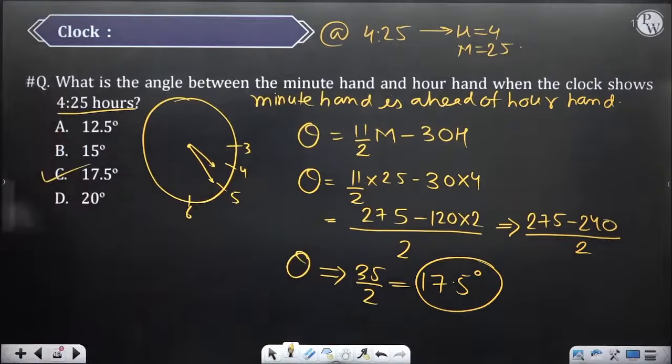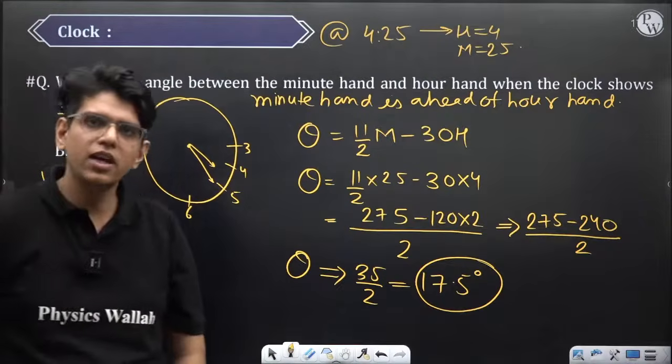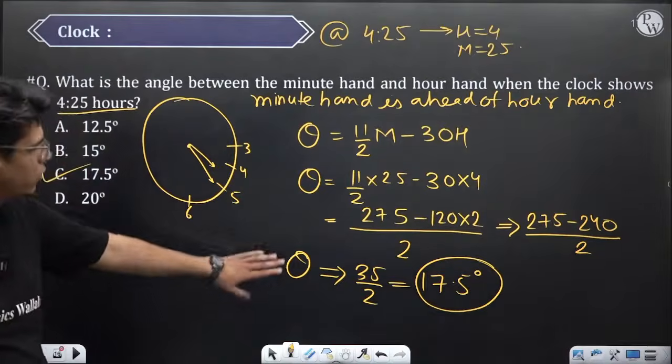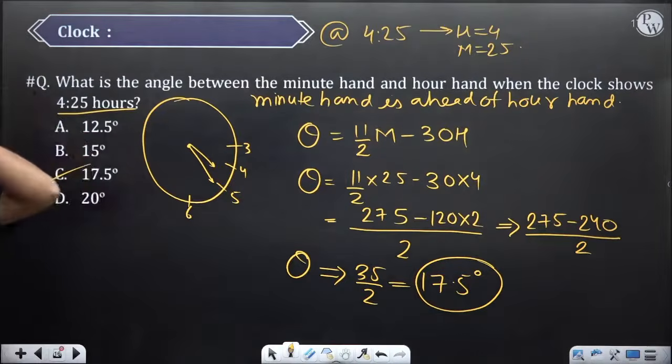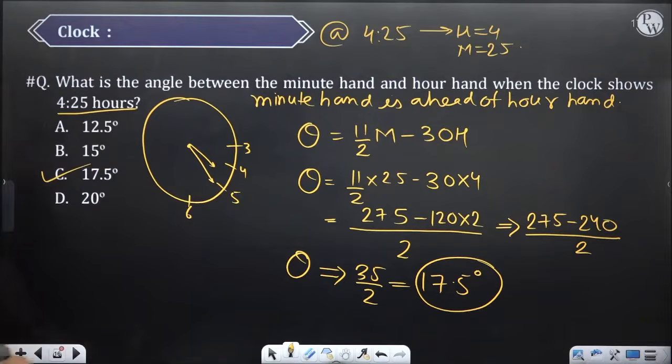17.5 degrees. Easy. Whenever the time is given, you can easily see which hand is ahead. Okay, right? So we can get 17.5 hours. Let's look at another question.